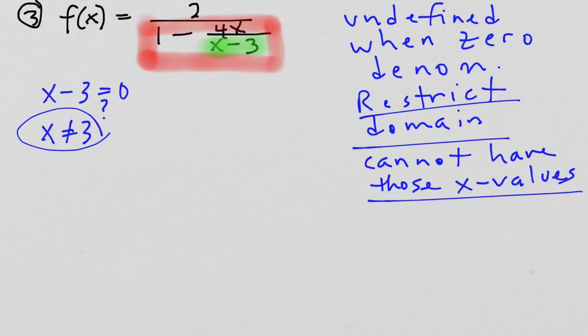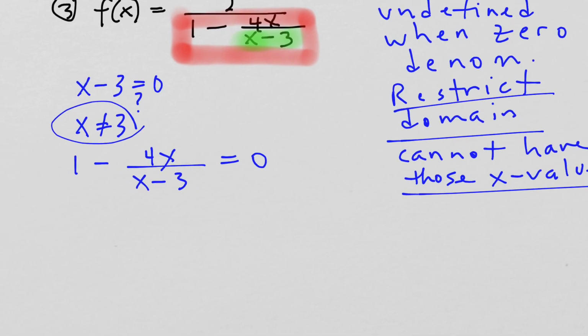All right, then let's look at the red part. 1 minus 4x over x minus 3. When is that 0? All right, so let's solve this. We're going to clear the denominator here by multiplying through by x minus 3 everywhere. Multiplying through by the same number in an equality does not change the equality.